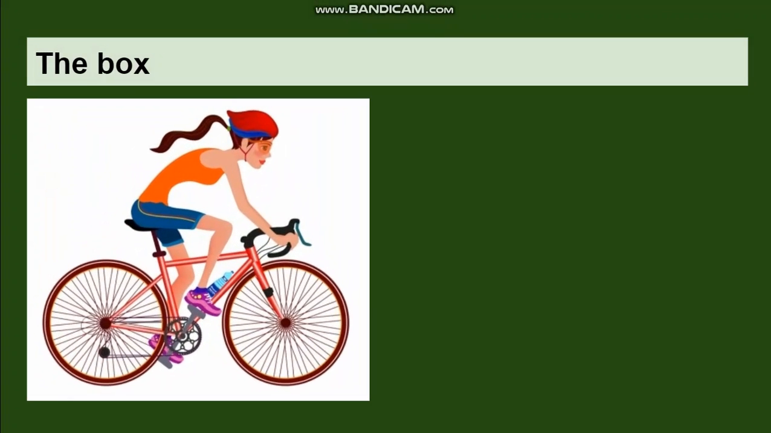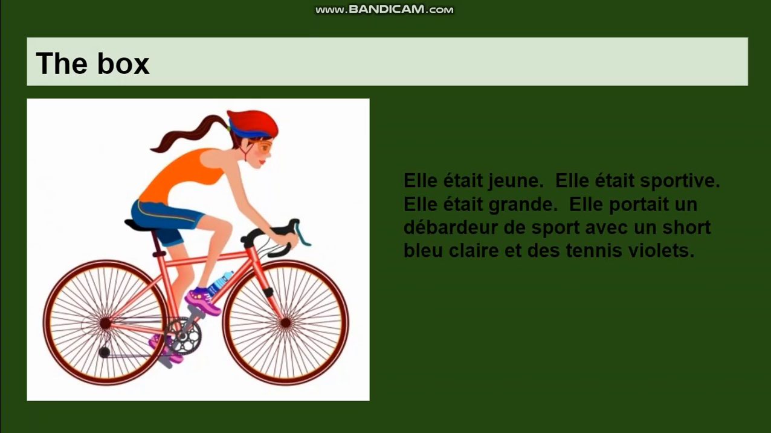So let's think about the girl's description. All of that will be in the imperfect. Elle était jeune, she was young. Elle était sportive, she was athletic. Elle était grande, she was tall. Elle portait un débardeur de sport avec un short bleu clair et des tennis violets. She was wearing a sport vest, light blue shorts, and violet shoes.